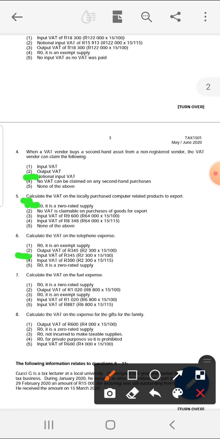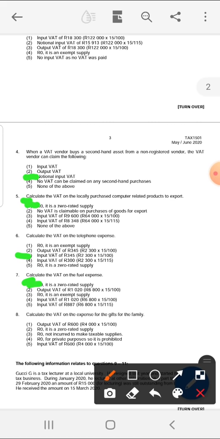And then question number 7, calculate VAT on fuel expense. So remember guys, fuel expense are also 0 rated, so there's no VAT that we claim there. The amount will be 0. Like, we'll take the amount multiplied by 0, it will give us 0. So the correct answer will be option number 1.